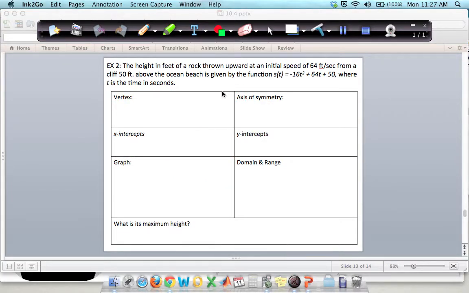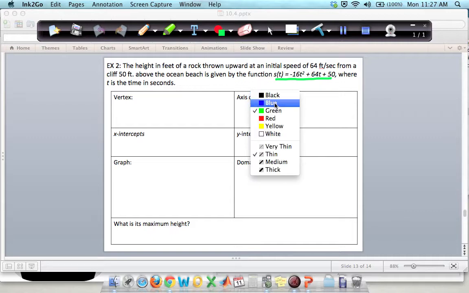Okay, we're going to do the same thing with example 2. It says the height in feet of a rock thrown upward at an initial speed of 64 feet per second from a cliff 50 feet above the ocean is given by this function, where t is the time in seconds. So we're going to find all the things.